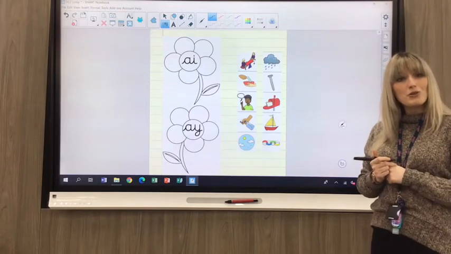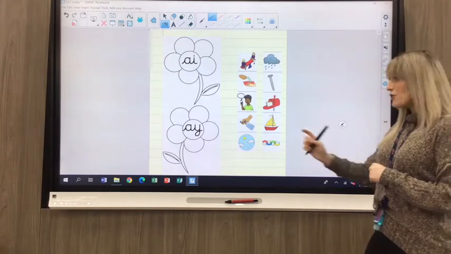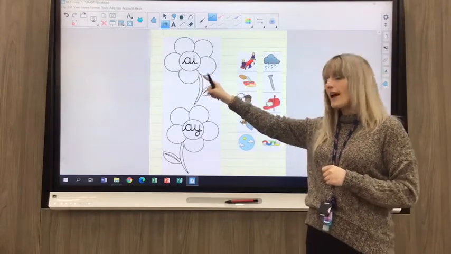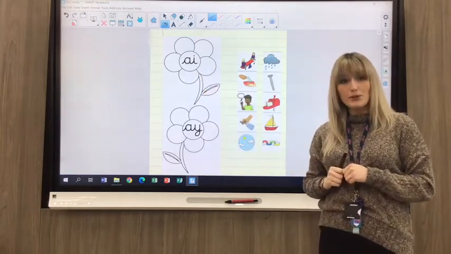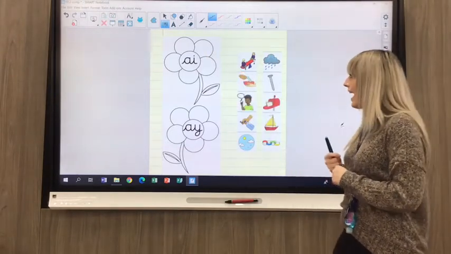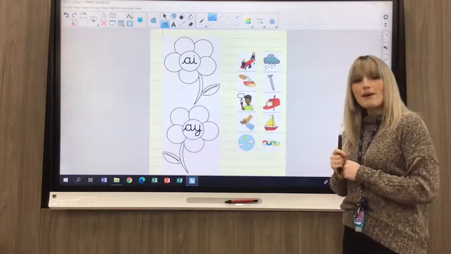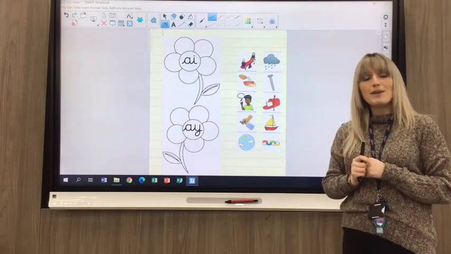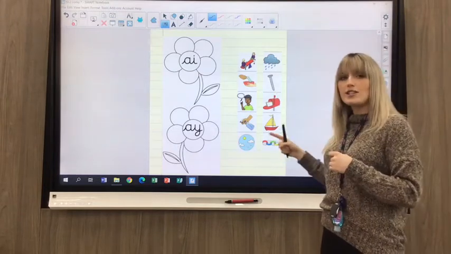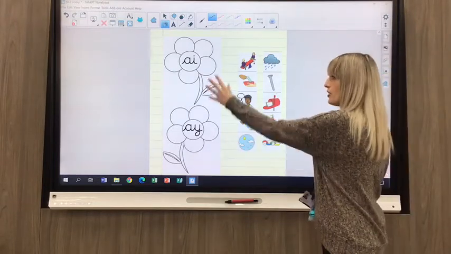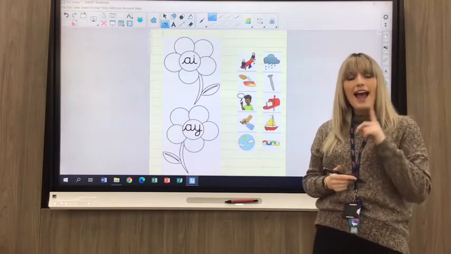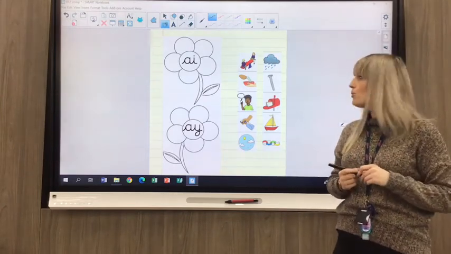So what I want you to do now is have a little look at my sound flowers and you could maybe draw your own. If you don't want to draw the flowers, that's fine. Just do a title of A for rain and A for play in your books. And then underneath, or in the petals, I'd like you to have a think about some A words. Now there can be any you can think of on your own, or you could use my pictures to help you and sort them into the correct flower, thinking about where that A sound is in the word.